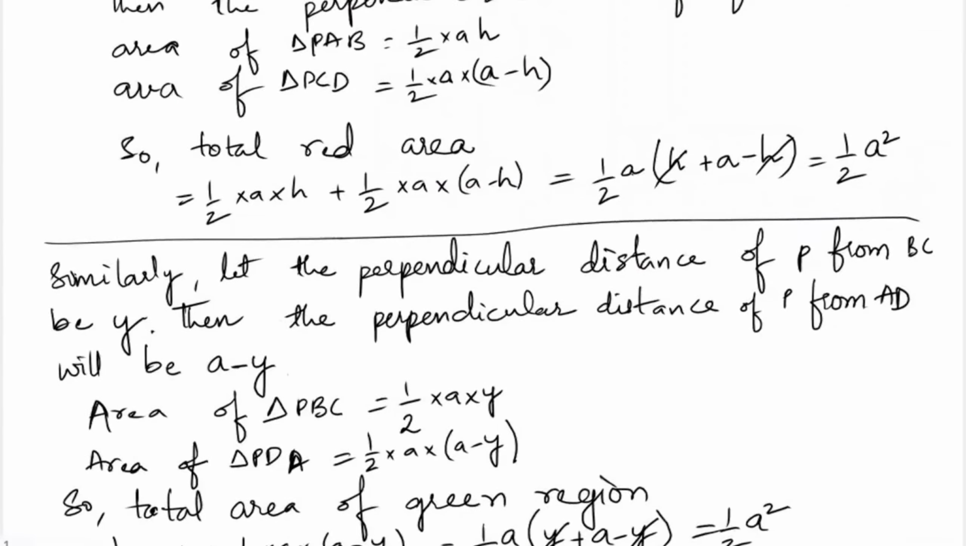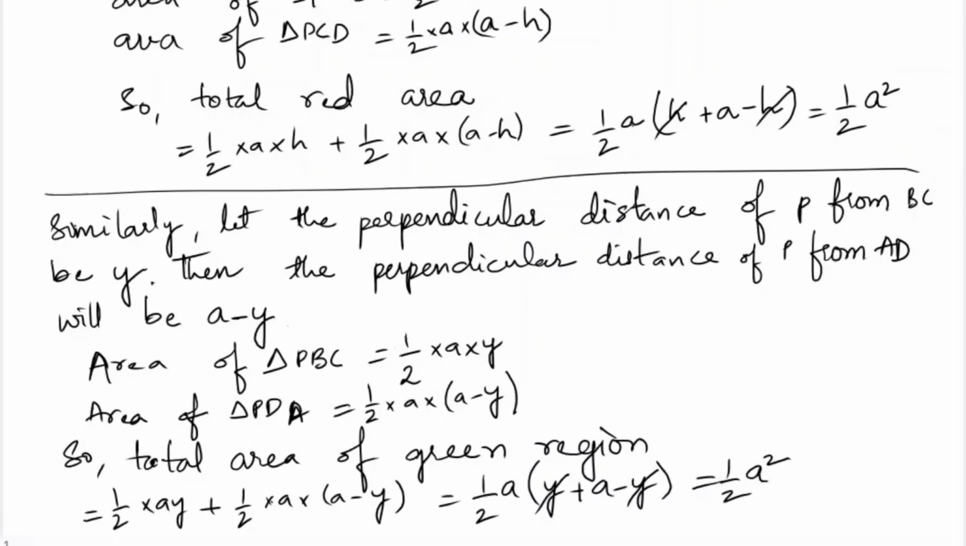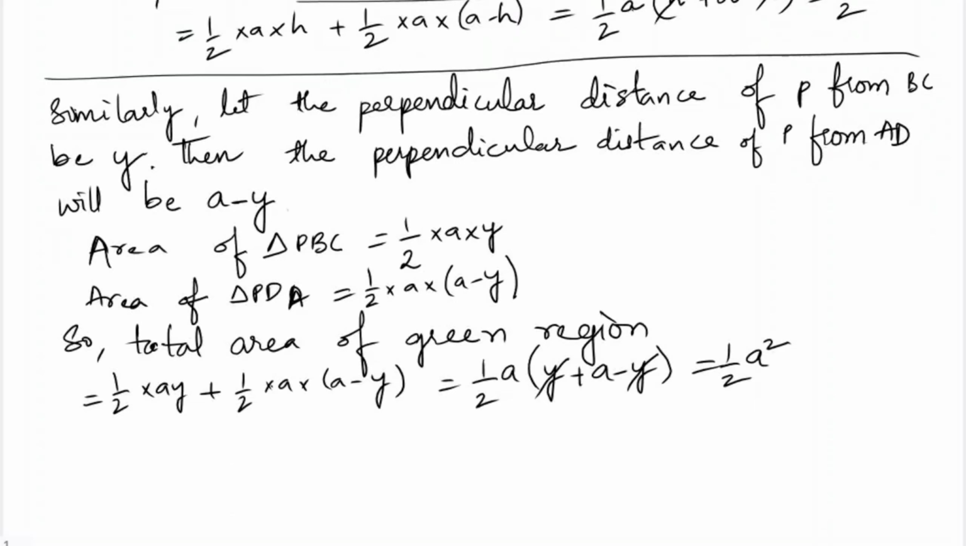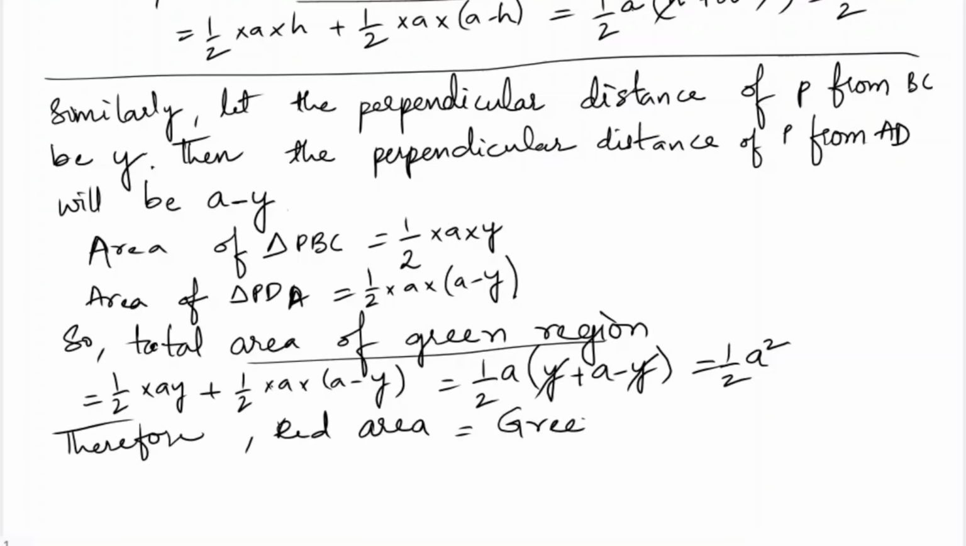So if you observe, you can see that the red area is half a square and the green area is also half a square. Both are the same. So here we can write, therefore, red area is equal to green area.